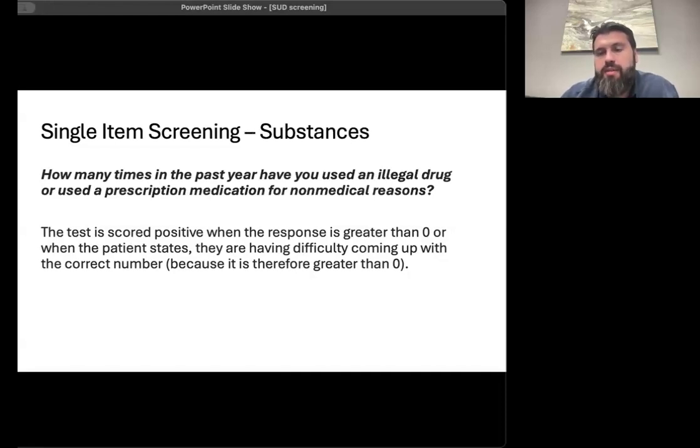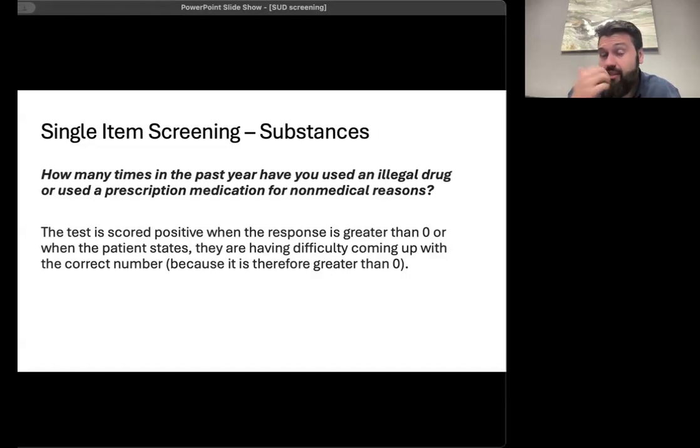Same question here for substances, right? So you could ask somebody, how many times in the past year have you used an illegal drug or used a prescription medication for non-medical reasons? Same rules apply here. Positive when the response is greater than 0, or when the patient states they're having difficulty coming up with the correct number, because it's usually greater than 0 at that point.